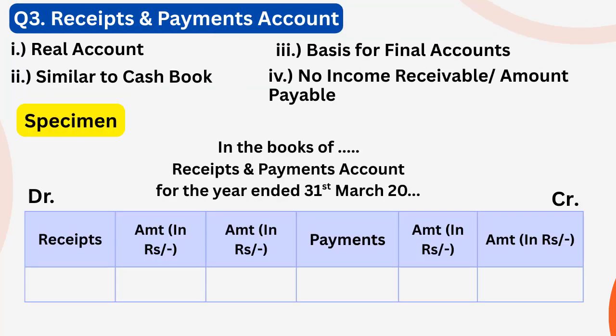The question could be, tell us a bit about receipts and payments account. To answer this question, you can say, receipts and payments account is a real account. It is similar to a cash book, quite like a summary of all your cash and bank transactions during a given period. You can see the opening and closing balances of cash and bank account in this account, and it works as the basis for the preparation of final accounts. To add more weight to your answer, you can further add that if there's any income receivable or amount payable, you won't find those records here.